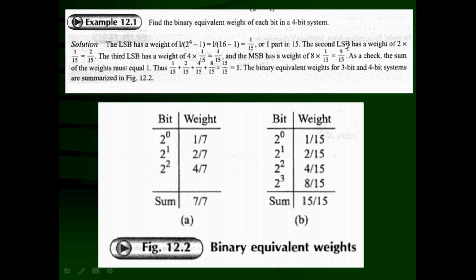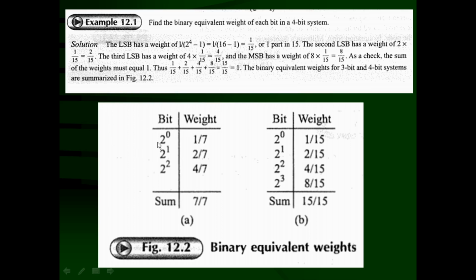The second LSB has weight double, 2 times 1 upon 15, that is equal to 2 upon 15. The third LSB has a weight of 4 times 1 upon 15, that is equal to 4 upon 15, and the MSB has a weight of 8 times 1 upon 15, or 8 upon 15. As a check, the sum of the weights must be equal to 1, that is 1 upon 15 plus 2 upon 15 plus 4 upon 15 plus 8 upon 15, that is equal to 15 upon 15, that is equal to 1. So the binary equivalent weights for the 3-bit and 4-bit systems are summarized in figure 12.2.